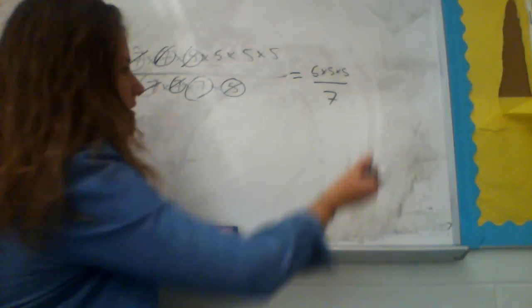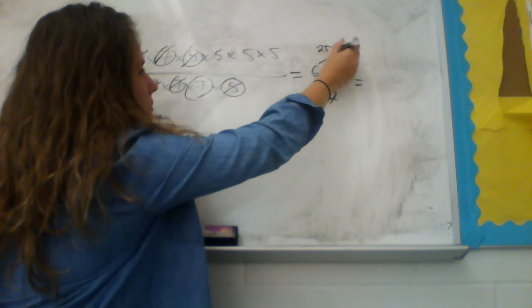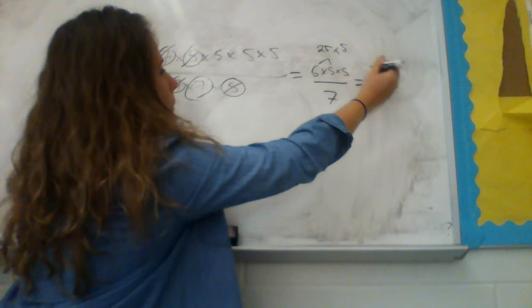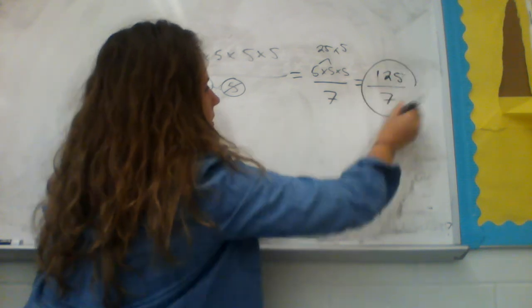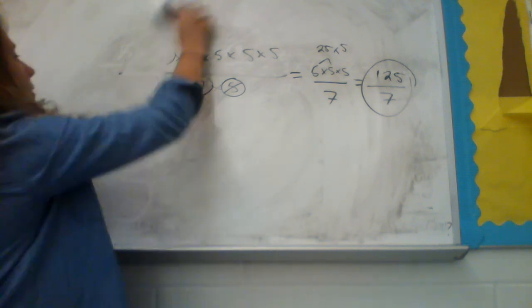Now I can simplify this one step further. 5 times 5 is 25. 25 times 5, I like to think of money. If I have 5 quarters, I got $1. 25 over 7. I know that's an improper fraction. You could do top and bottom out, but right now we're going to leave it like that. Last thing we're going to do is one that has variables.